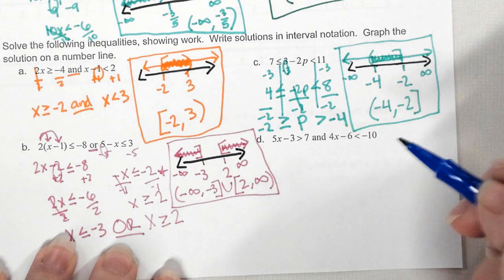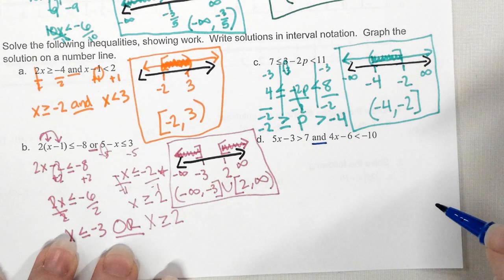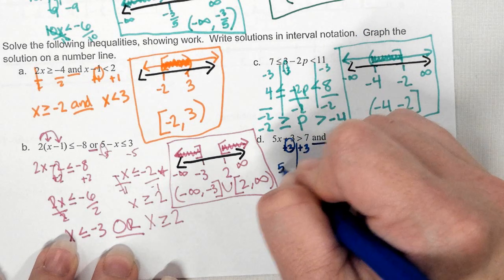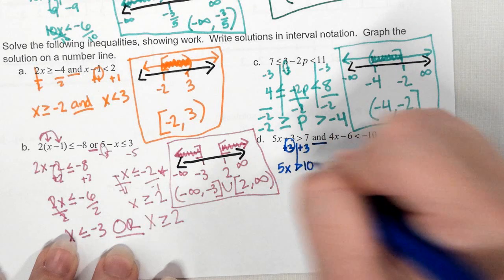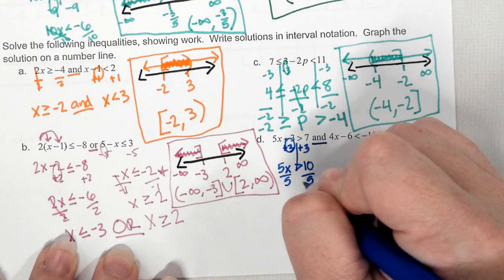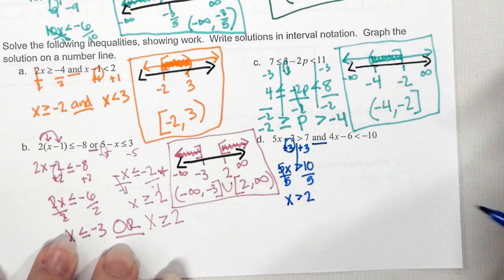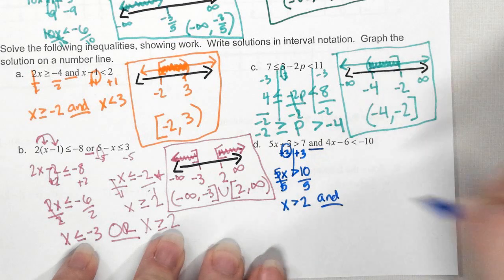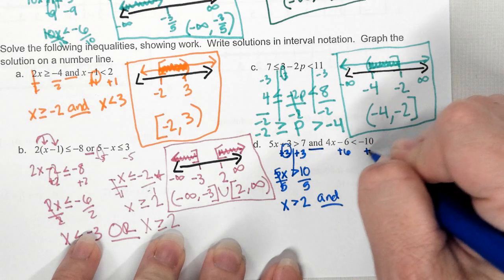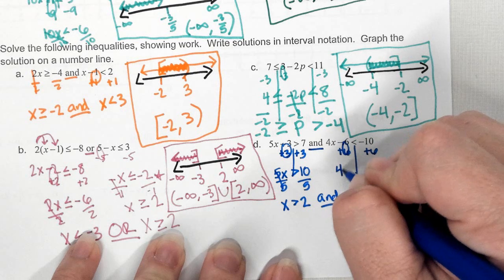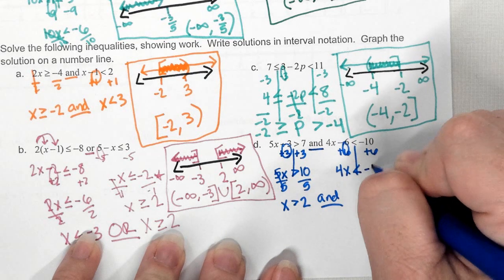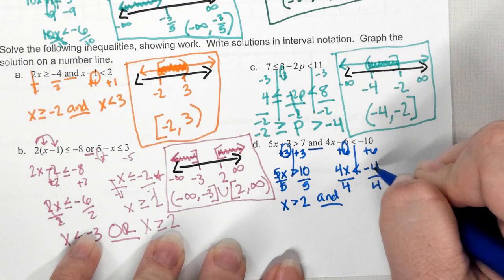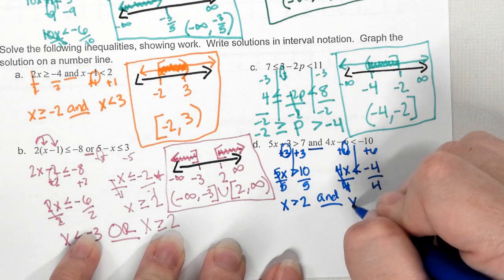Okay, here it's an AND problem. So I'm going to add 3 to both sides. I get 5x is greater than 10. Divide by 5, divide by 5, x is greater than 2. I'm going to bring down the AND so I don't forget. Plus 6 plus 6. 4x is less than -4. Now remember, I'm dividing by a +4, not a negative. Negative's on top. So I'm not flipping my symbol. I get x is less than -1.